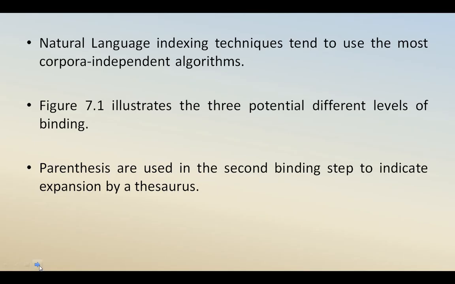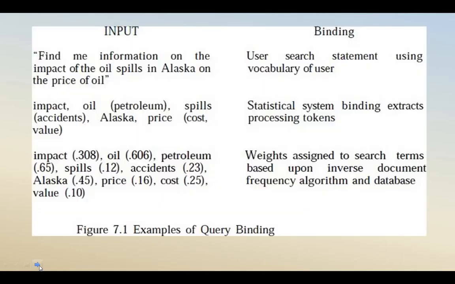What it indicates, now we are going to see. Coming to the figure, here we have some input and some output bindings. In the input: find me information on the impact of the oil spills in Alaska on the price of oil. This is a natural language statement, where the user search statement uses the vocabulary of the user. Next, the individual words are there: impact, oil spills, Alaska, price, etc. These are statistical system binding extracts, processing tokens. Now coming to the third input, impact is given as 0.308, oil is given as 0.3606, and 0.65.12.